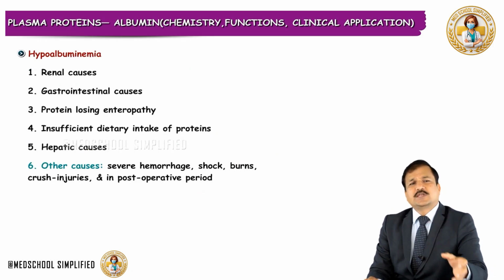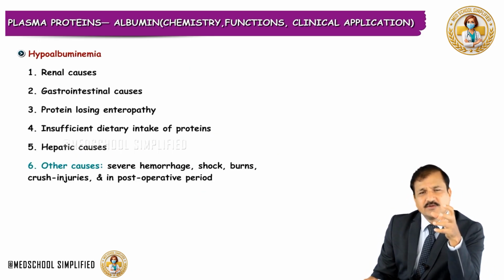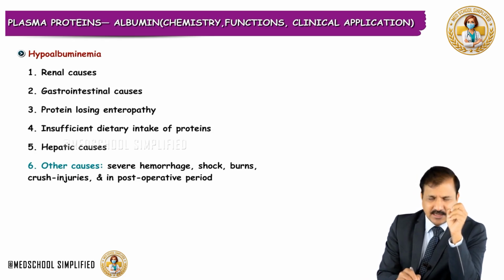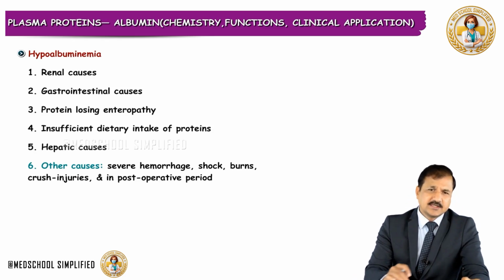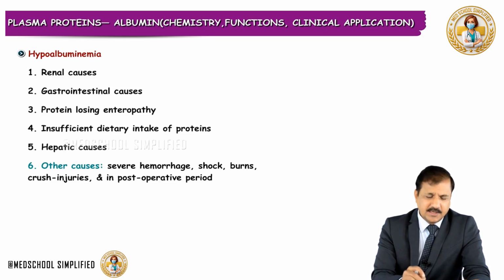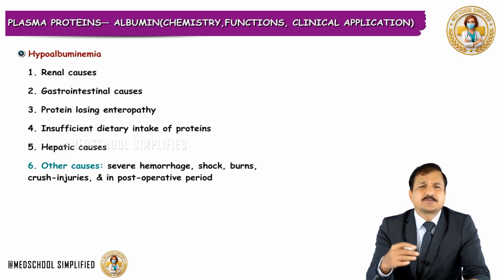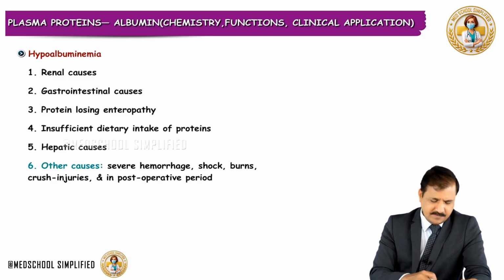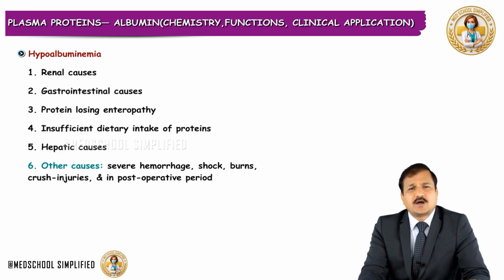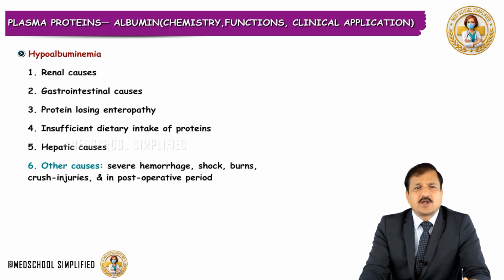Now let's move on to see some of the disorders where albumin concentration is altered. An increase in the albumin concentration is referred to as hyperalbuminemia, and a decrease in the albumin concentration is referred to as hypoalbuminemia. Here let me explain hypoalbuminemia first, and then I will come to hyperalbuminemia. So what are the causes for hypoalbuminemia?